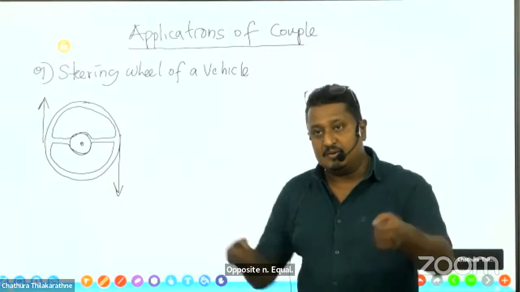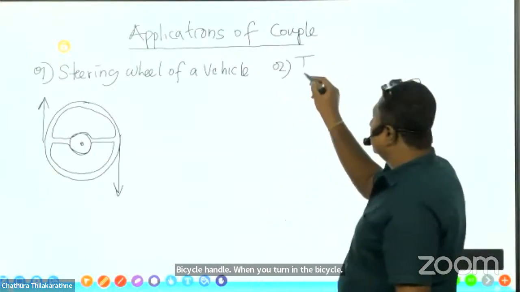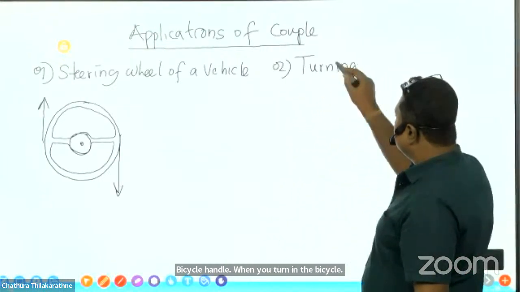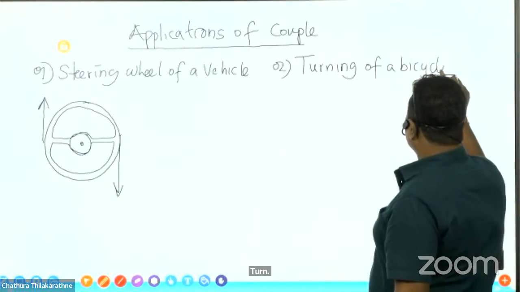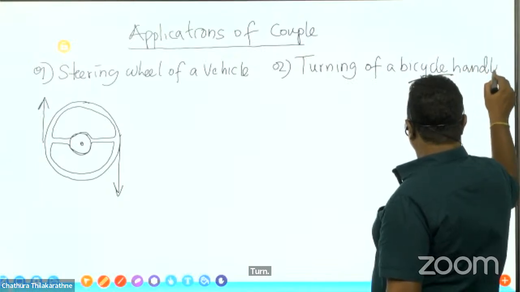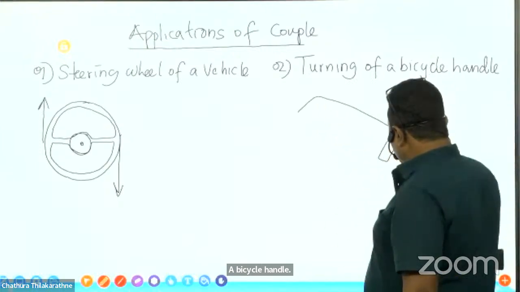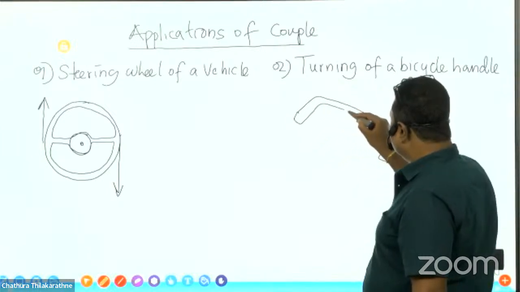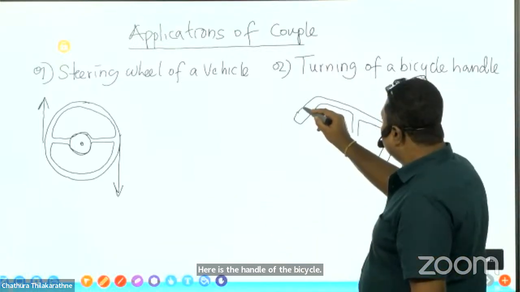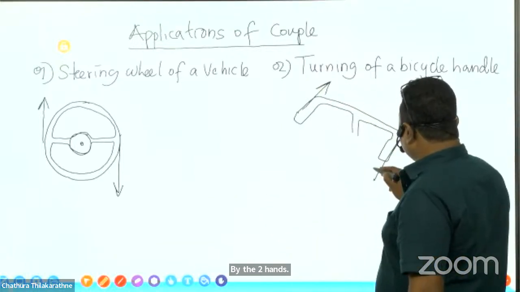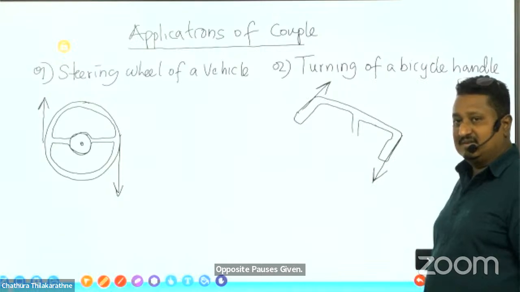Bicycle handle, when you turn the bicycle. Number 2. Turning of a bicycle handle. Here is the handle of the bicycle. By the two hands, two equal but parallel opposite forces are given. Then the bicycle will turn.